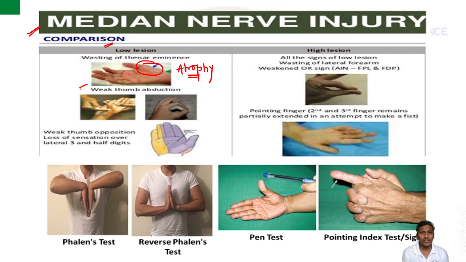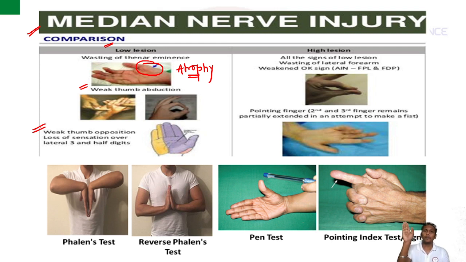Second, there would be weak thumb abduction, because the abduction of the thumb is the responsibility of the abductor pollicis brevis, and as it is supplied by the median nerve, it would be affected. There would be weak thumb abduction. Third, there would be weak thumb opposition.